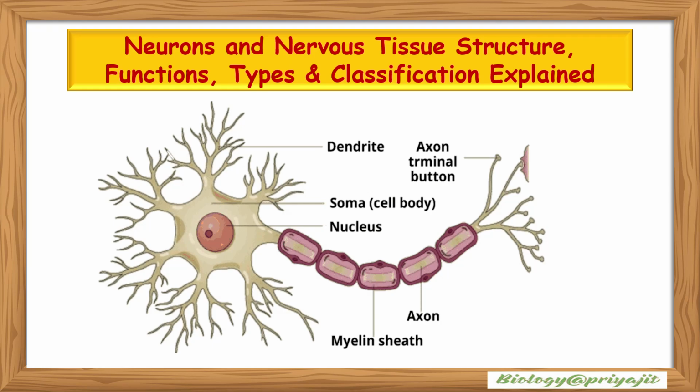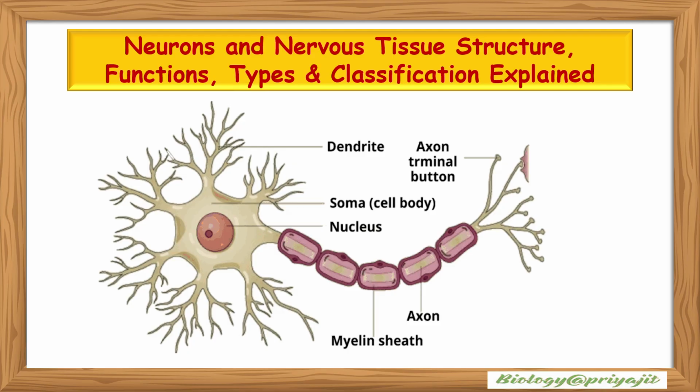Today we are going to explore the world of neurons and nervous tissue, the very foundation of our nervous system that controls everything we do, from simple reflexes to complex thoughts. We'll see how neurons with their specialized structures like the cell body, dendrites and axon work together to sense, transmit and process information. Alongside, we will understand the role of supporting cells, the neuroglia, and how neurons are functionally classified as sensory, motor and interneurons.